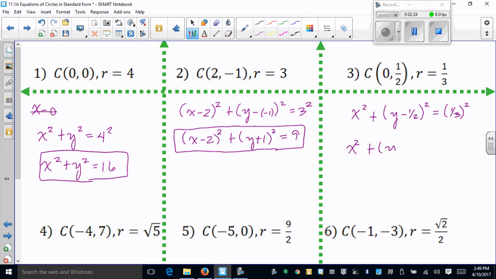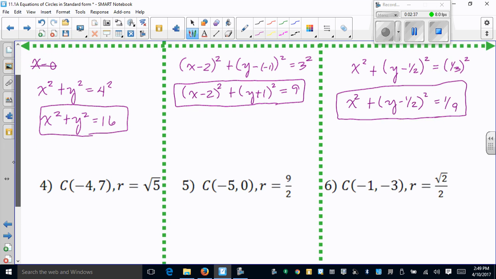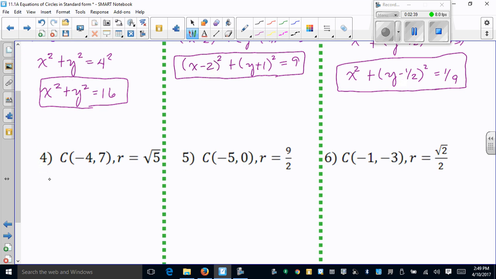Now, I hope you've caught on to the fact that you really don't have to do all of this work over and over and over again. Just write it in there. x minus a negative 4, two negatives make positive, plus y minus 7 equals the square root of 5 squared is 5.